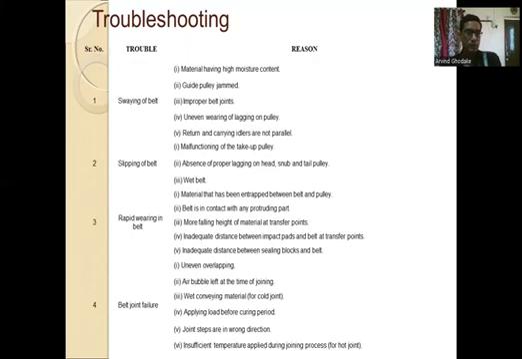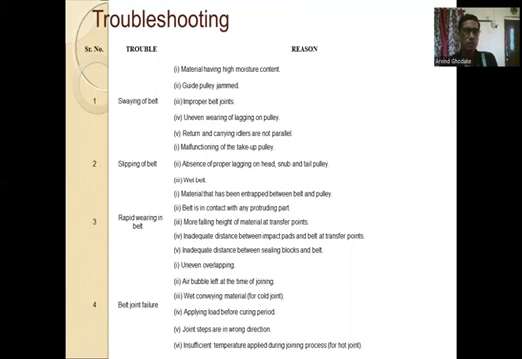And finally, belt joint failure. The reasons are uneven overlapping, air bubble left at the time of joining, wet conveying material, that is a cold joint, applying load before curing period, joint steps in the wrong direction, and insufficient temperature applied during the joining process for hot joints. So these are the troubleshooting items in the belt conveyor system and the reasons for belt troubles.